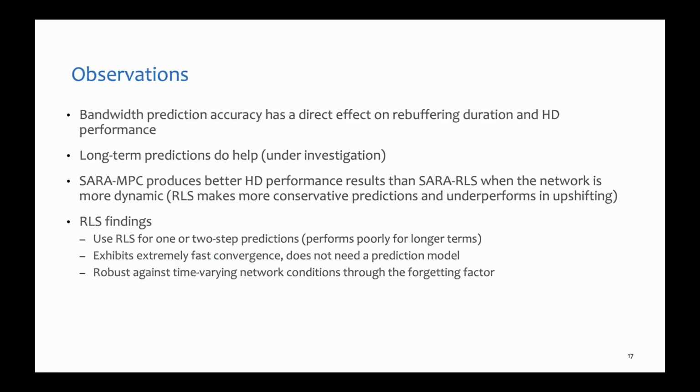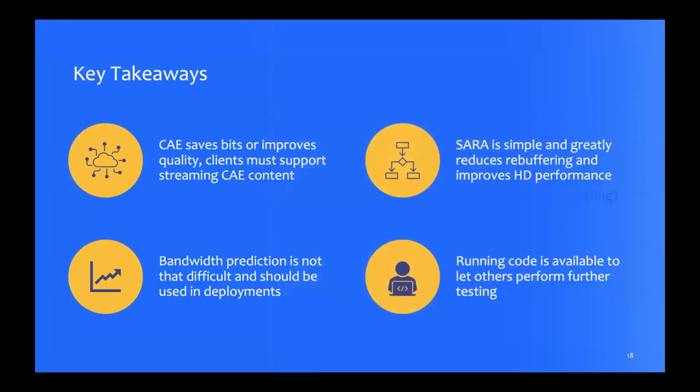Observations are, I already mentioned, MPC, RLS, the main differences. I will refer you to the paper. We are now looking into not just 2-step, but also longer step predictions, so that we can incorporate it into ABR and so on. So this is still an ongoing project, but the initial results are pretty encouraging.